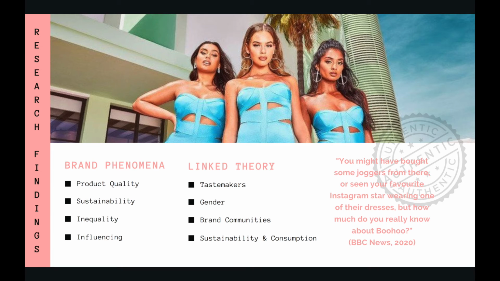Throughout our research, we came across a substantial amount of data which gave great insight into how the Boohoo brand is perceived by the consumers, both inside and outside of the brand community through online engagement. By using ethnographic methods to analyse the data found, we've been able to determine some brand-related phenomena central to the community. The research revealed that topics such as product quality, sustainability and inequality, and influencing were most mentioned. These topics can be linked to theory involving tastemakers, sustainability and consumption, gender and brand communities, all of which tell us about the overall authenticity of the brand. However, for today's presentation, I will focus on just two of these findings.